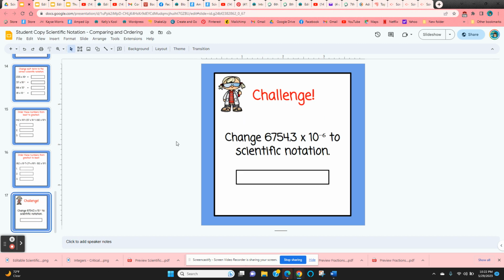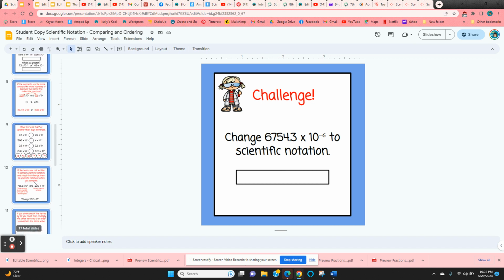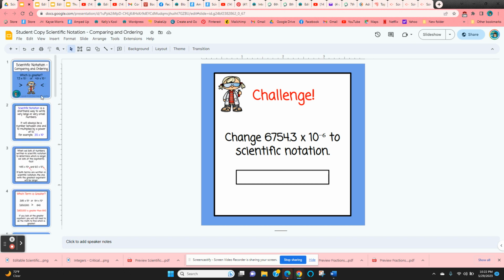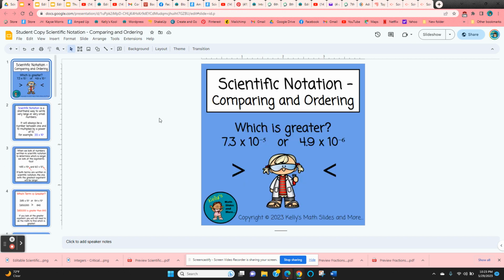And then they have a challenge problem at the end. They're going to change this number to scientific notation, and it has a negative exponent. So just a challenge to the students to see if they can do that. So this is a digital lesson, comparing and ordering numbers in scientific notation.